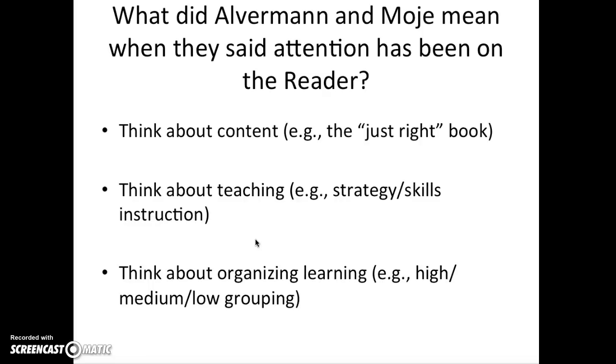And I just put an example here. It's not a great one, of course. I'm not advocating for it. But high, medium, low grouping is a really good example about how we're thinking very much about the reader level and reader capacity when we're forming small groups or guided reading instruction. All those things came out of this idea that we weren't actually attending really carefully to readers and what we were teaching them how to do with text.